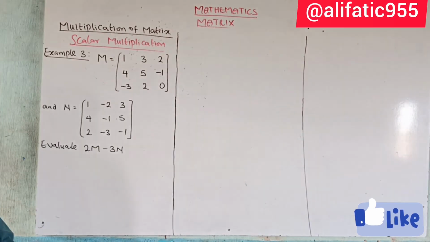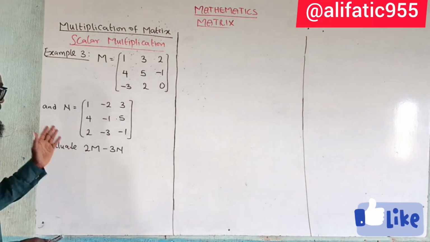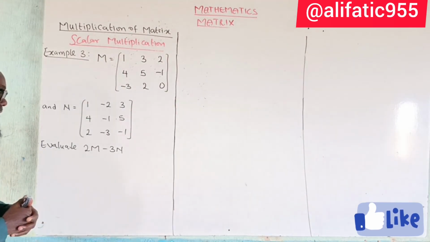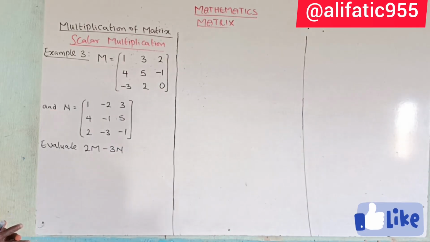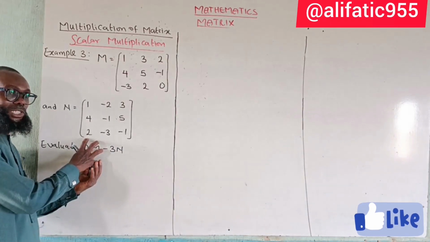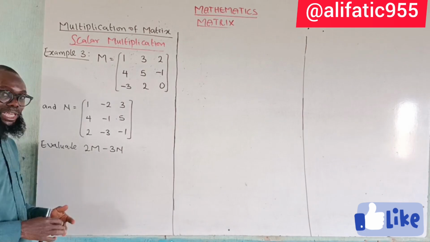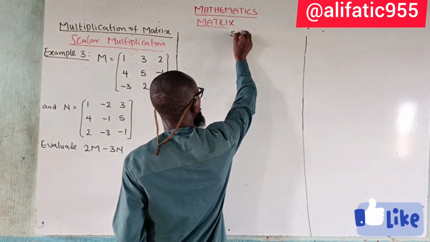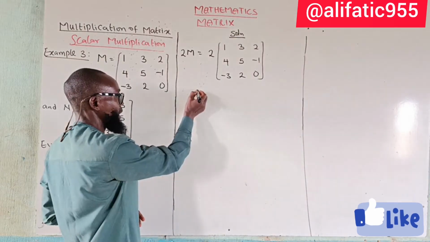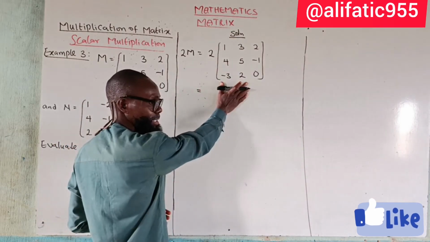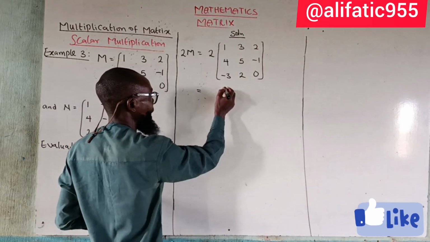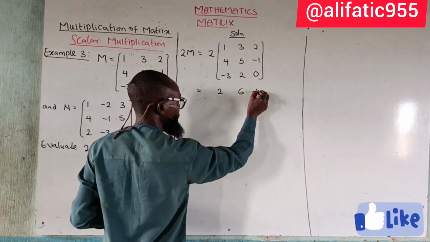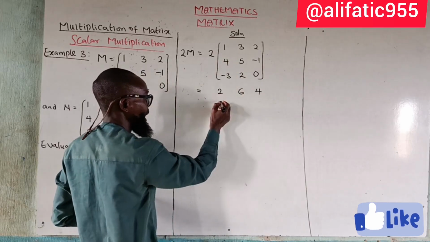Example 3. Given a matrix M and a matrix N, evaluate 2M minus 3N. In this case, the first thing is to deal with the scalar multiplication of 2M and the scalar multiplication of 3N, and we subtract the answers. We have to use 2 to multiply this matrix M. 2 times 1, I have 2. 2 times 3, I have 6. 2 times 2, I have 4. 2 times 4, I have 8.